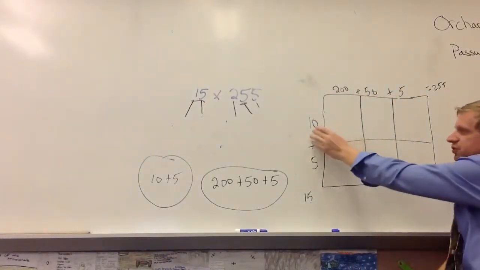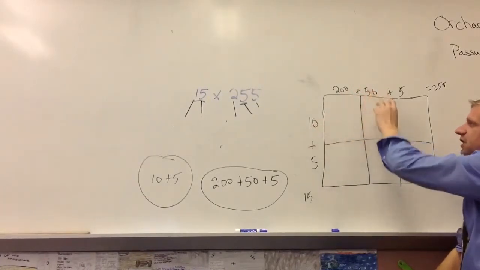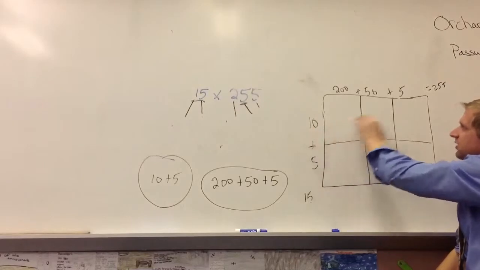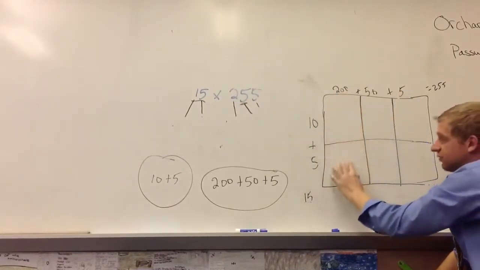Now it's time to multiply. So we're going to multiply the 10 times the 200, write our answer here. 10 times the 50, write our answer in that rectangle. 10 times the 5, write our answer in that rectangle. 5 times 200, write our answer in that.